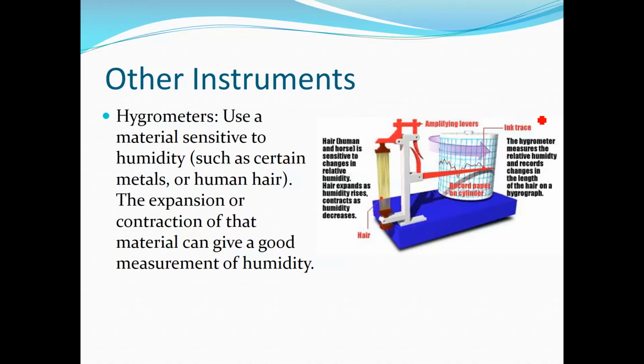Now let's face it, this is kind of an old school machine. We have other things we can use as well, more technological, using electricity. We can look at different coils of wire, but this still gives you a generalized idea of how we can measure humidity using something as simple as human hair.